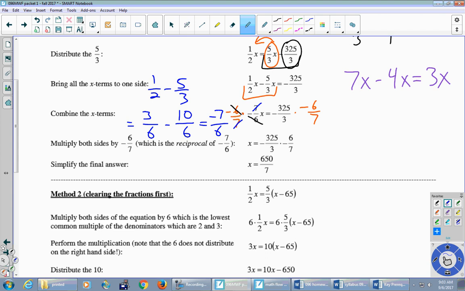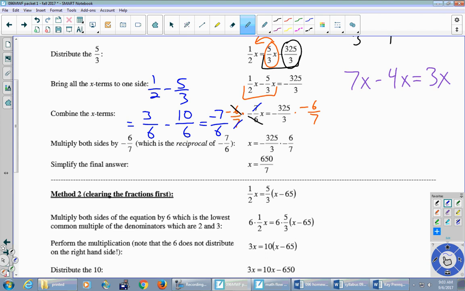So x equals -325/3 times -6/7. And then we know how to multiply fractions. No common denominator, just straight across. Turns out to be 650/7. Again, two negatives multiplied give a positive. Phew. Okay, so that's option 1.